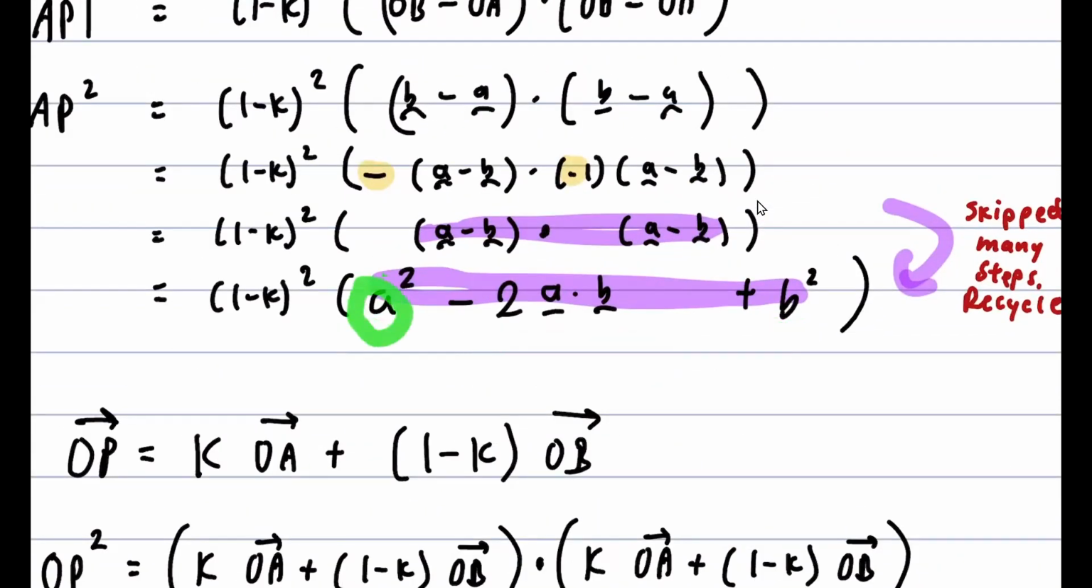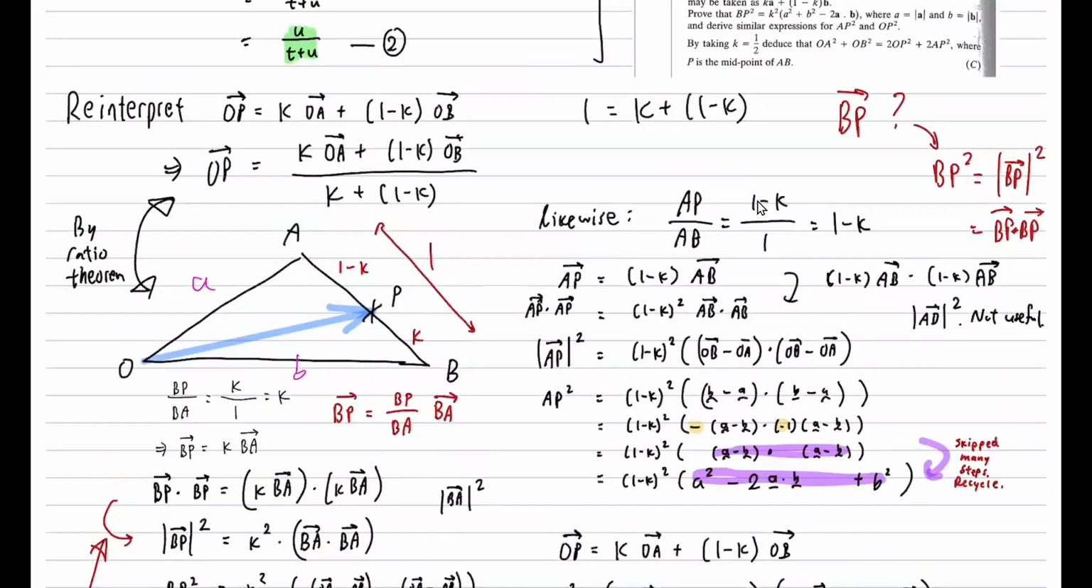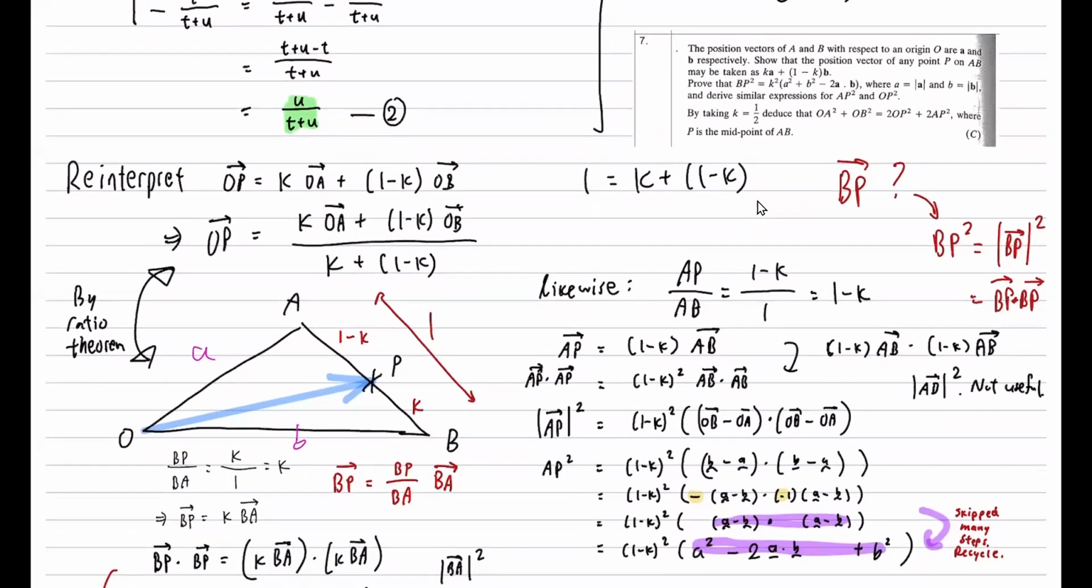Notice that the A here and the B here, they are not vectors. They are lengths. The length of this guy and the length of that guy is A and B respectively. Okay, that's for AP square. Do you want to try on your own a similar expression for OP square?